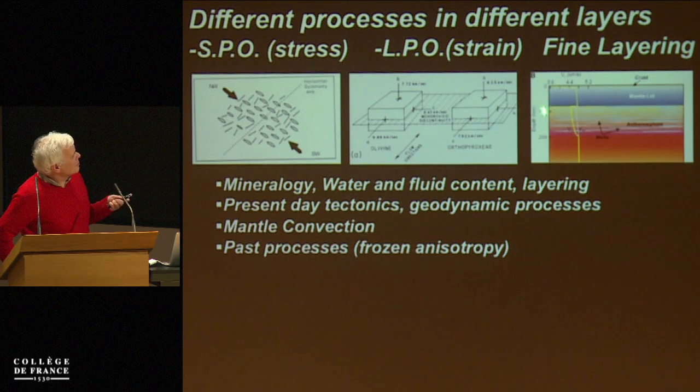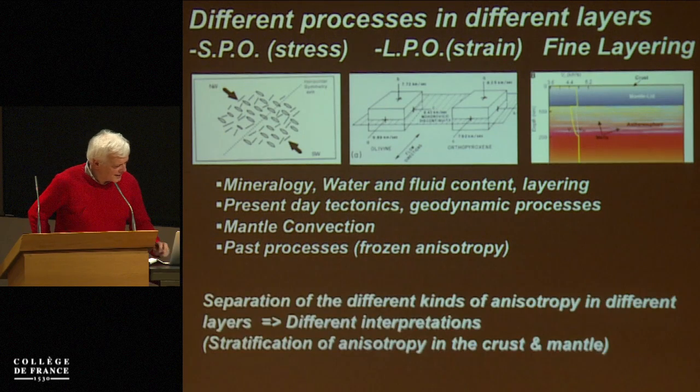And so you see different processes and influence of mineralogy, of course, water, fluid content, layering, and fluid content, I mean also partial melting, and many applications, of course, because we can use seismic anisotropy to investigate present-day tectonics, geodynamic processes, mantle convection, and also past processes if we consider frozen-in anisotropy.